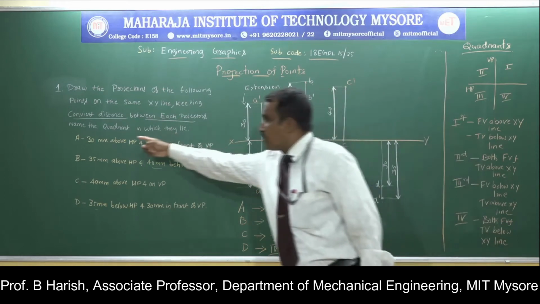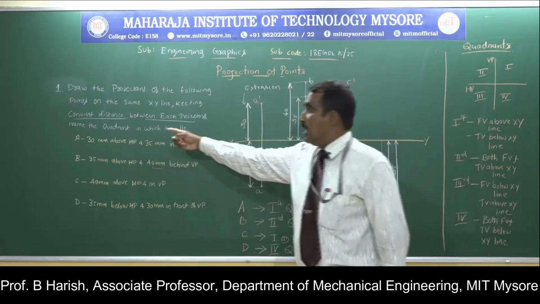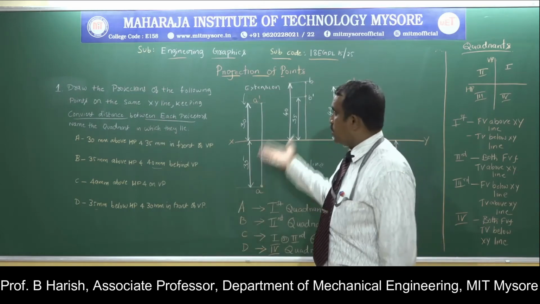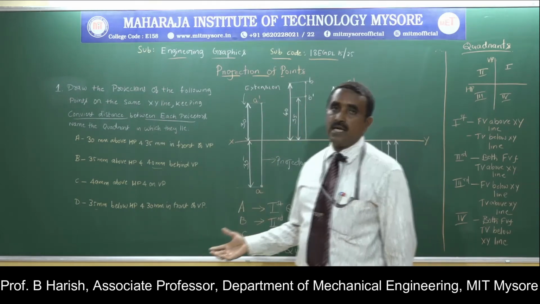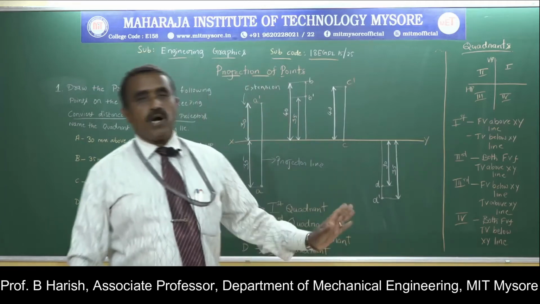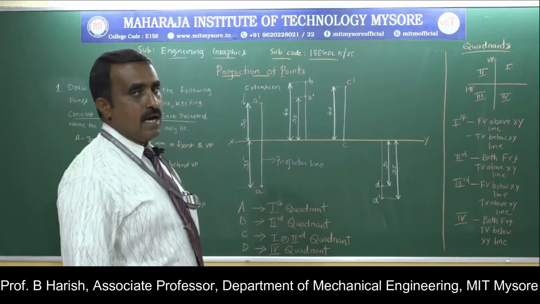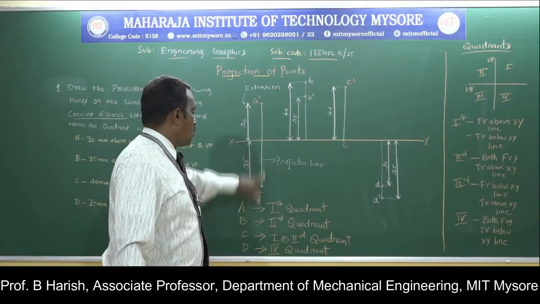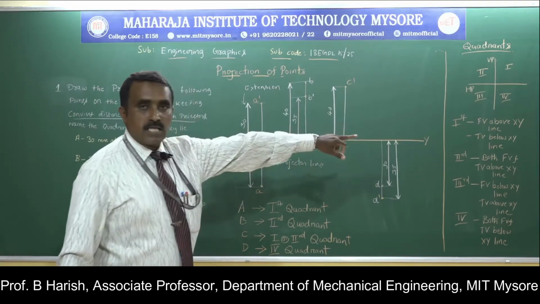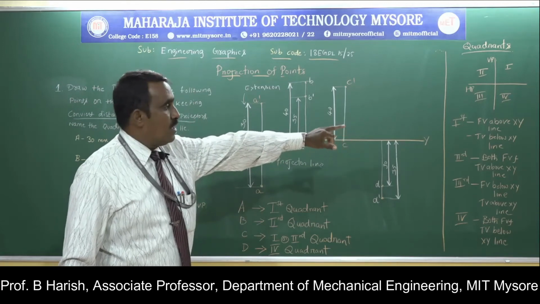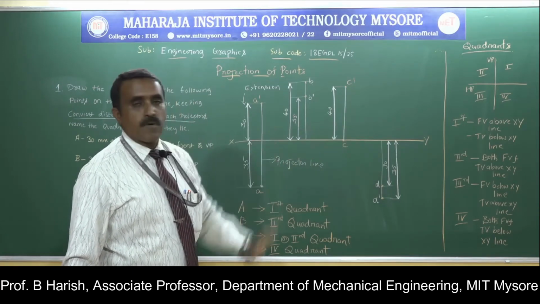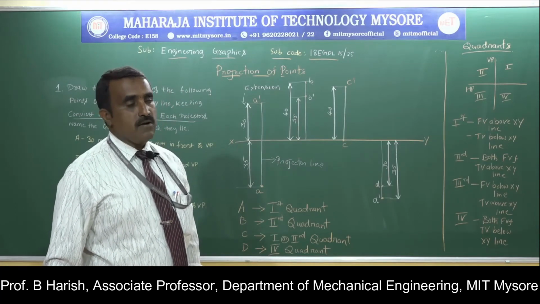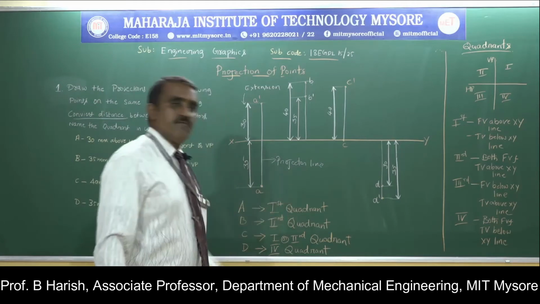Now here one more thing that is left out is to name the quadrants in which they lie. So once you draw the projections, the second part is that you have to name the quadrants. So 4 points are there, A, B, C and D. Look at the point A. Front view is above, top view is below the xy line. As per the convention, front view is above the xy line and top view is below the xy line. So you can come to the conclusion that point A is in the first quadrant.